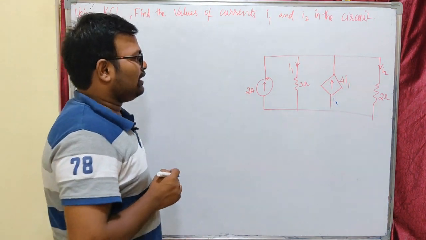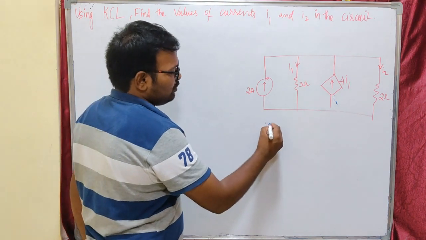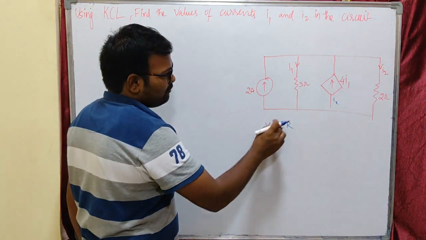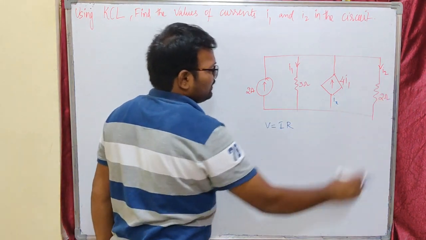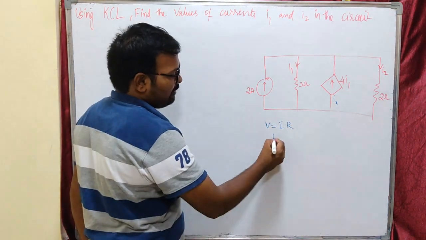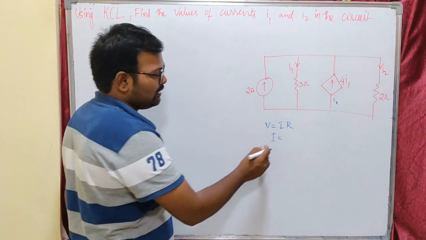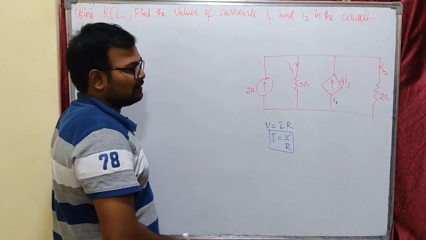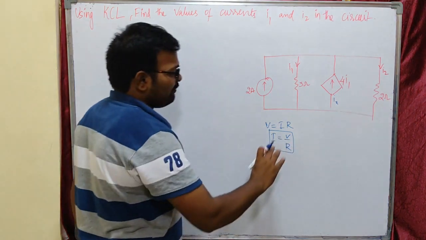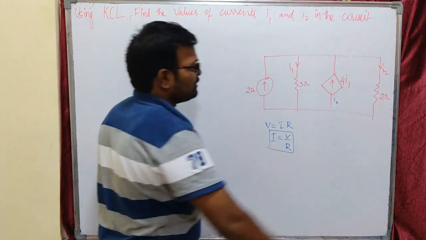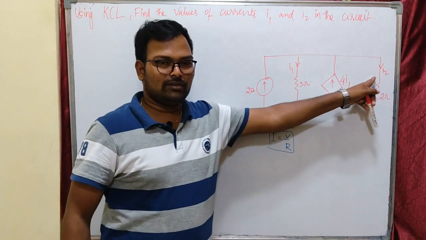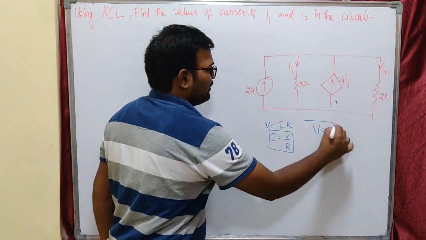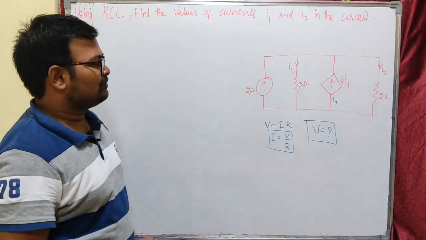So how can you find the current through a resistor? What is Ohm's law here? V equal to I into R. So if I find the voltage across a resistor, I can find the current. Yes or no? So I equal to V by R. If the R values are given, 3 ohms here and 2 ohms here, and I find the voltage across these two elements, I can find I1 and I2. So we need to find the voltage V first, then we can find the currents I1 and I2.